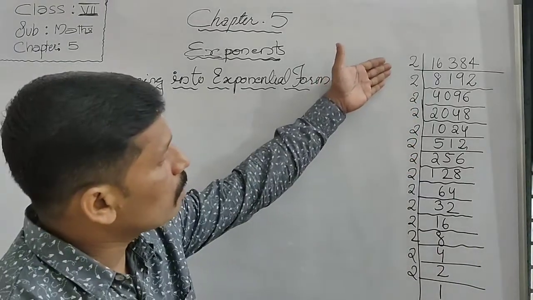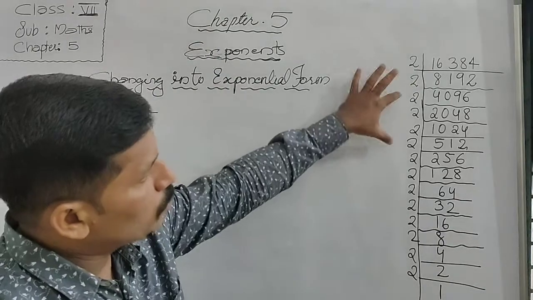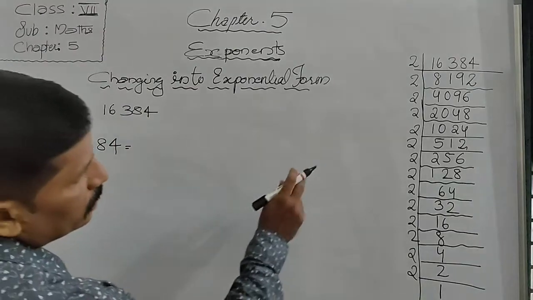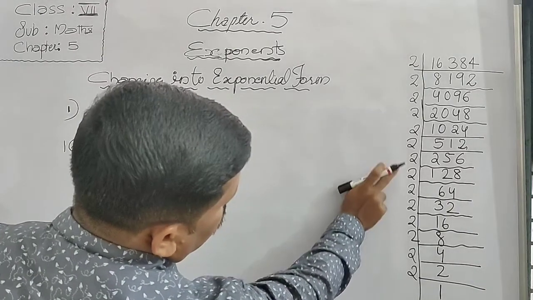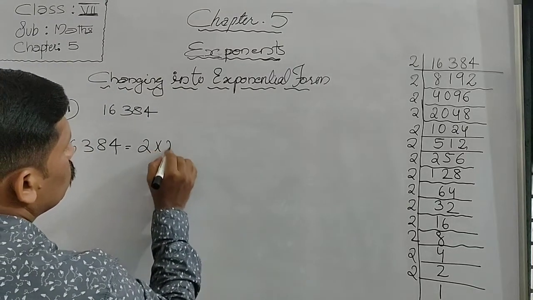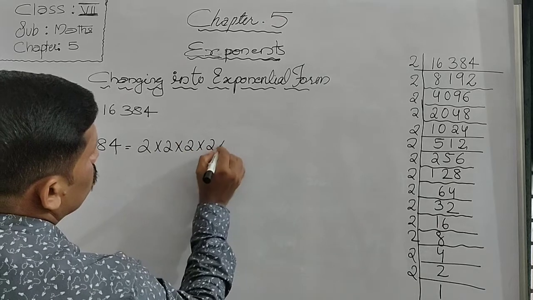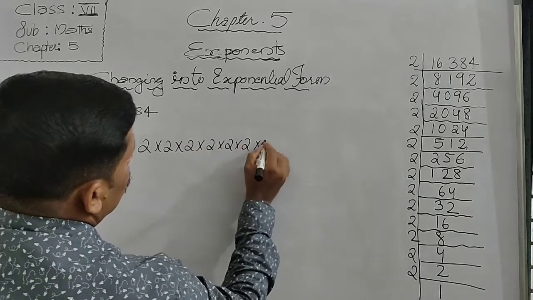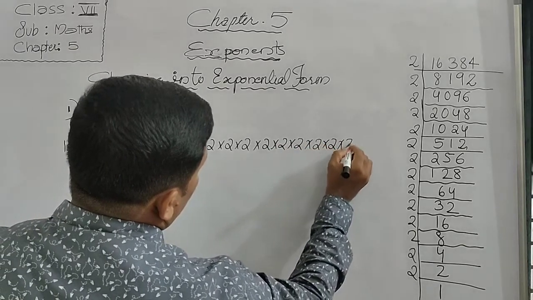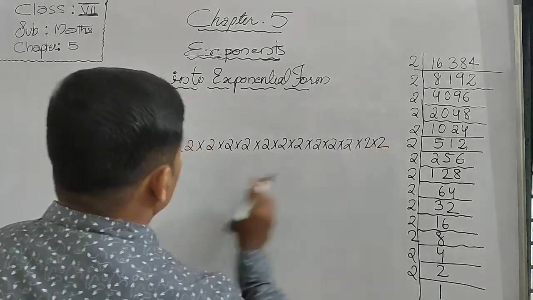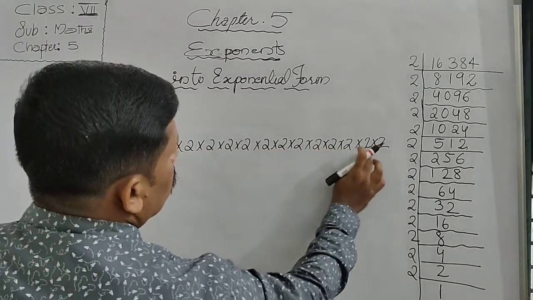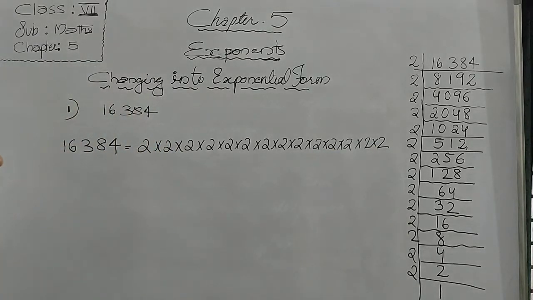And here you can see all the factors are the same. They are 2. And how many factors are there? We are writing all the factors here. 3, 6, 9, 12 and 14. 14 times we got 2. 2 into 2 into 2 into 2, and so on, 14 times we have written that factor.